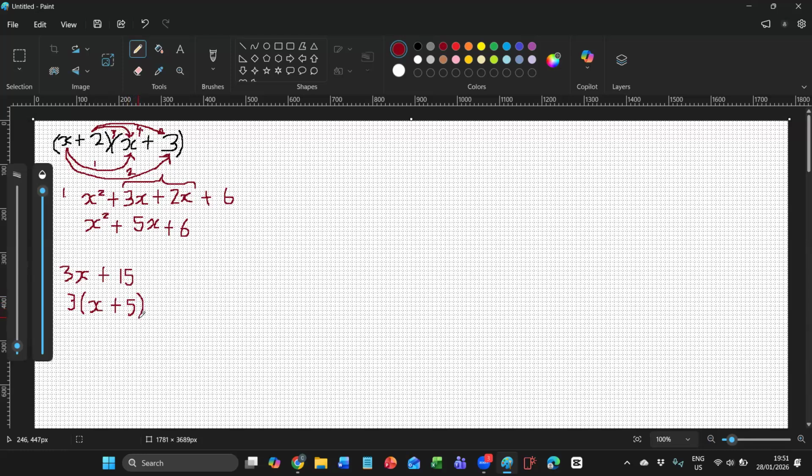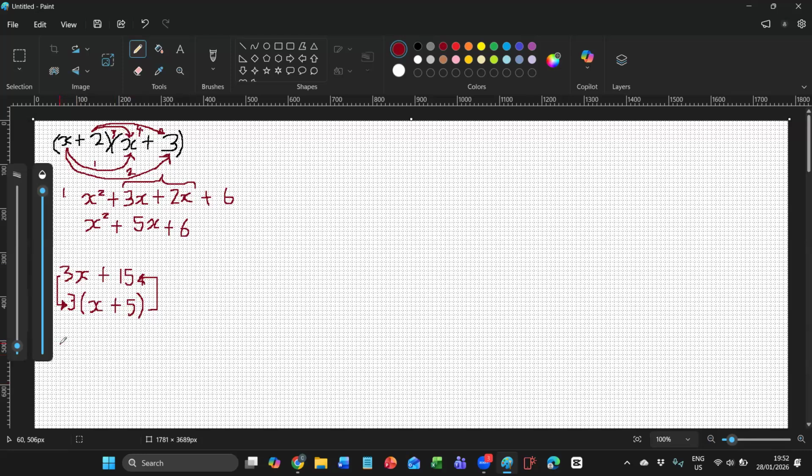Okay. So you can see expansion will take us from here to here, while factorization will take us from here to here. Okay. So the one on the left is factorization. The one on the left is expansion. Okay. So let's do the same thing for this second guy.